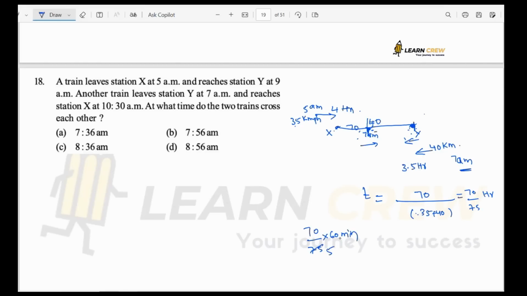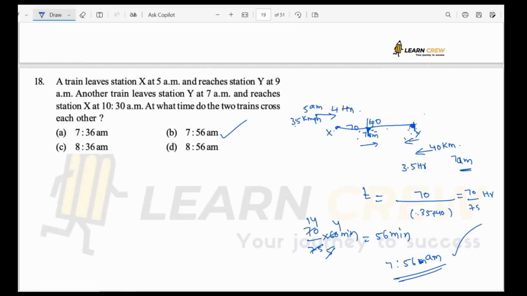15 5s are, 15 4s are, 5 14s are, 14 4s are how much? 56 minutes. So after 7, it takes 56 minutes. So 7 hour 56 minutes. 7:56 a.m. So the answer is 7:56 a.m.